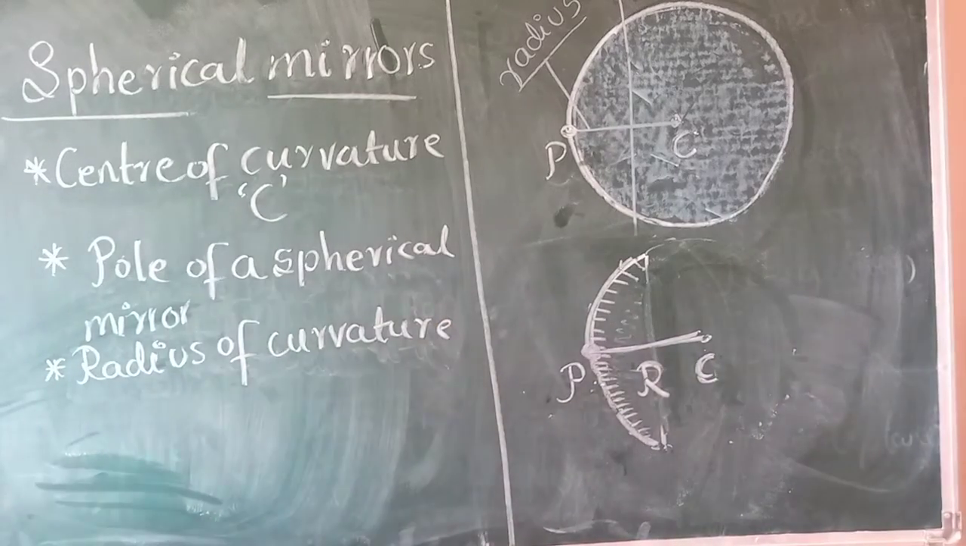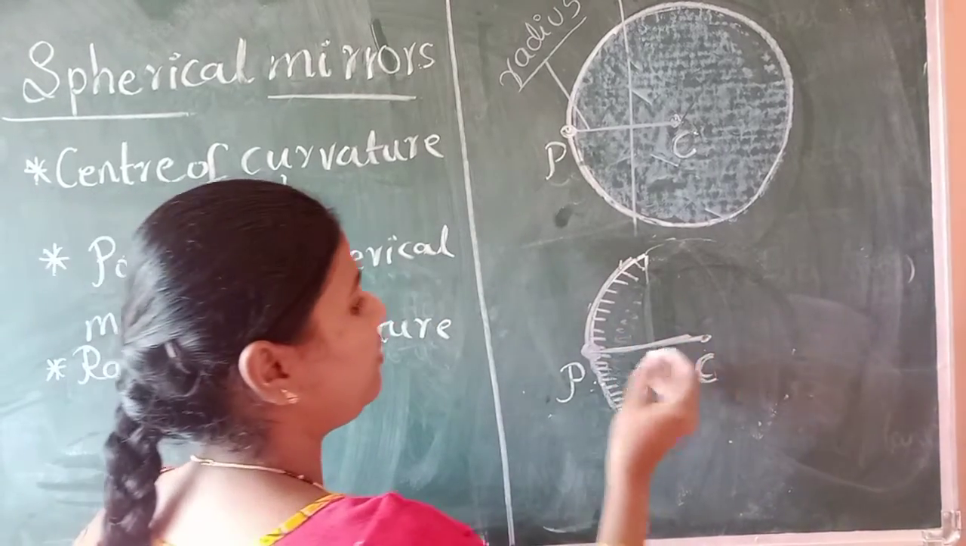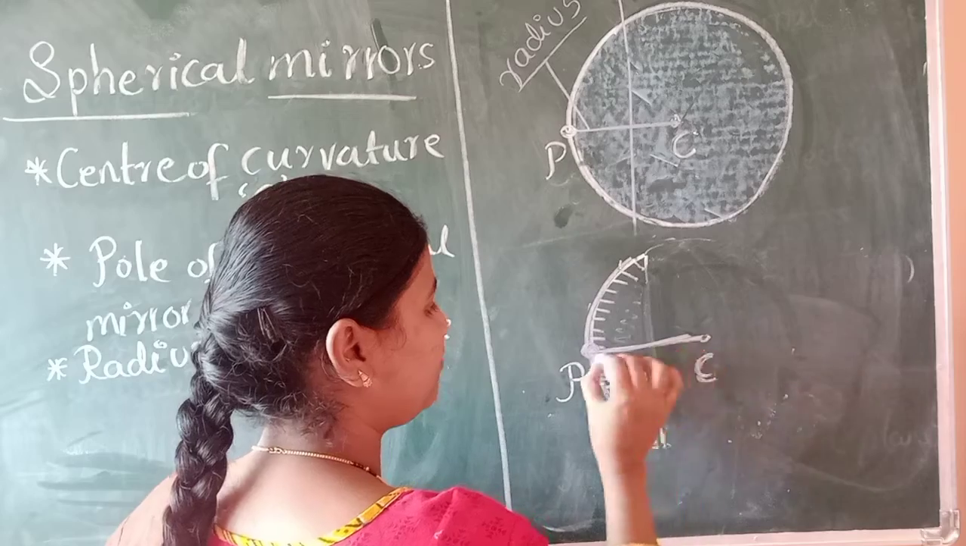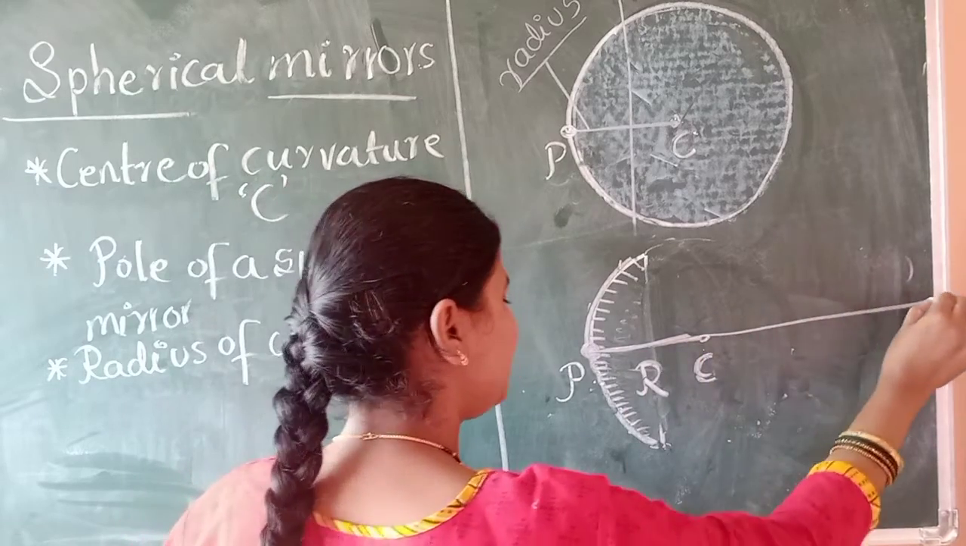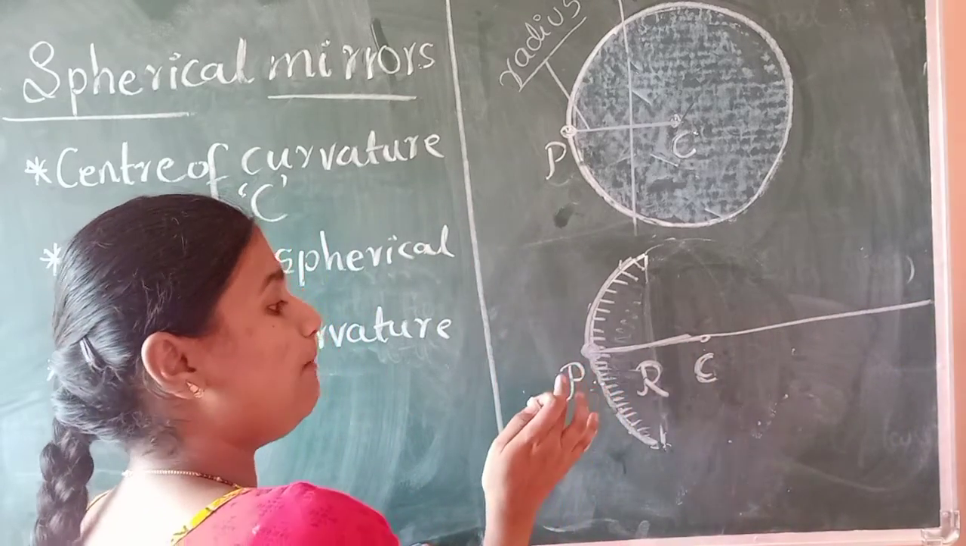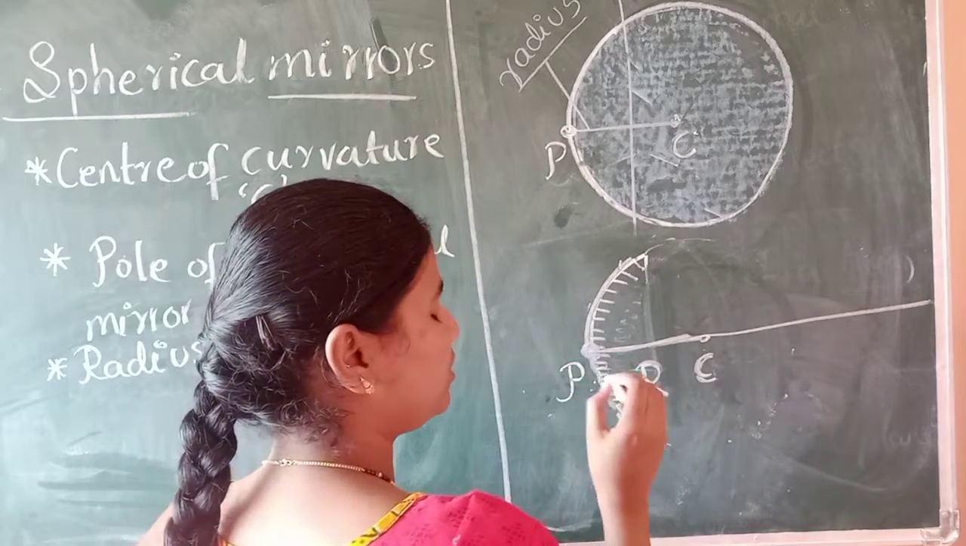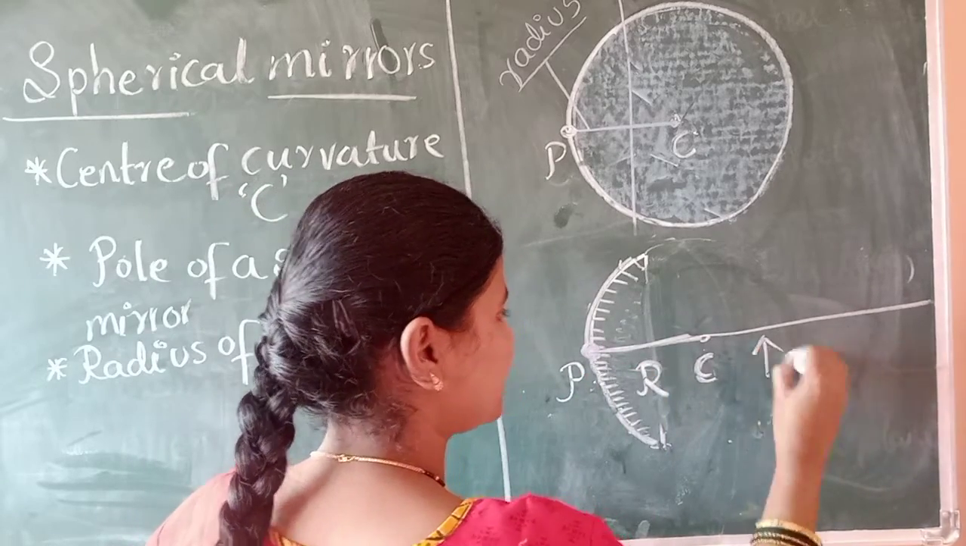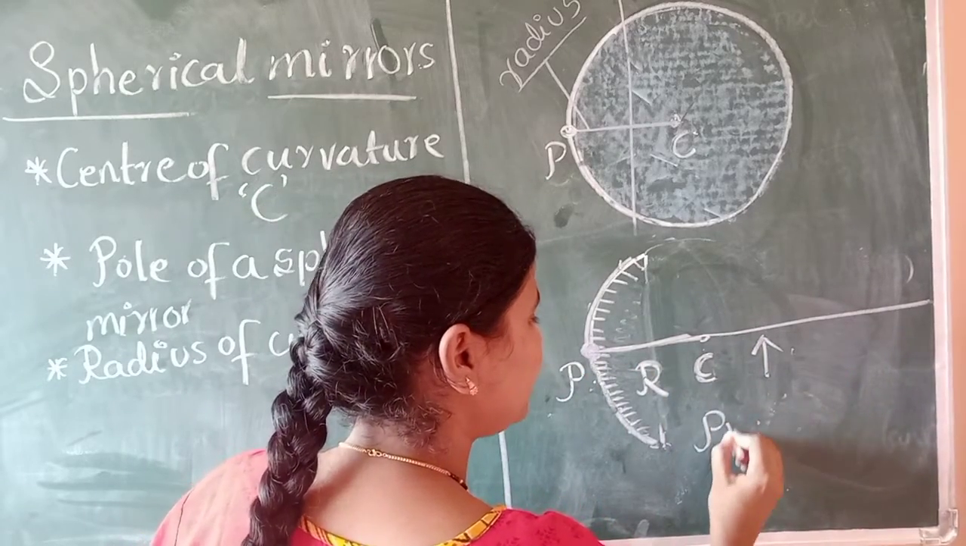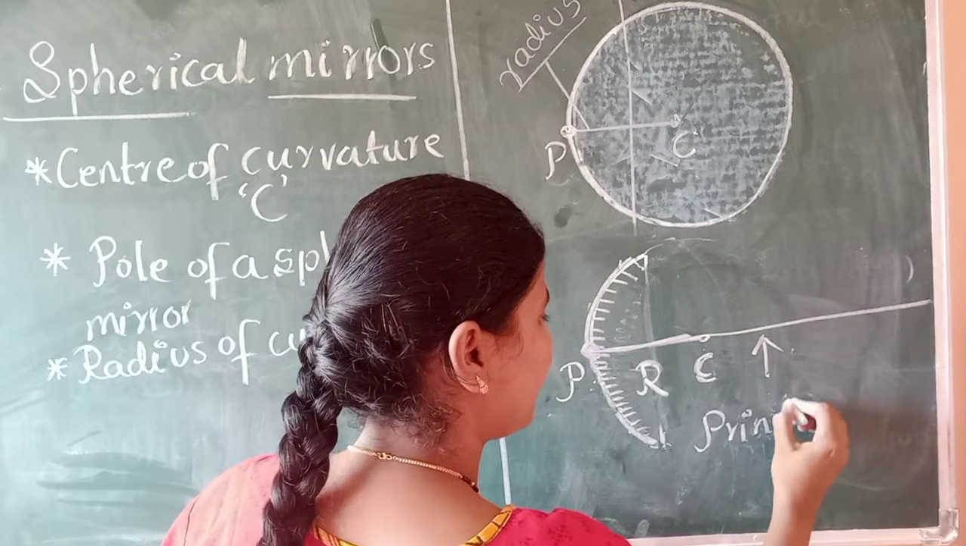Okay, then when we draw an imaginary line which is passing through the pole and the center of curvature, this imaginary line is called the principal axis.